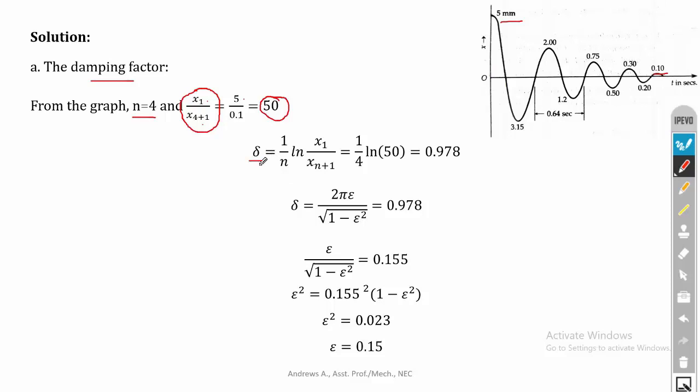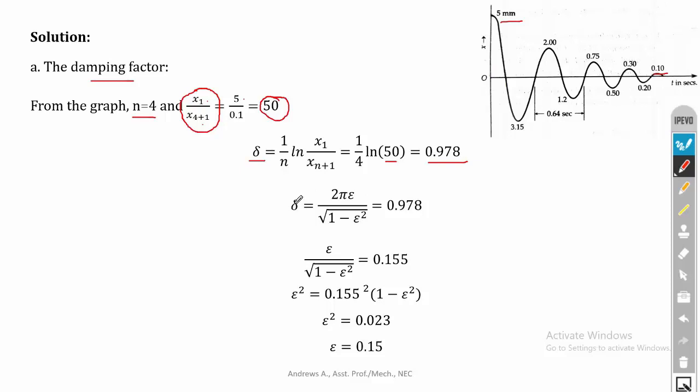logarithmic decrement, and we know that delta is equal to 1 by n ln x1 by x(n+1). So n is equal to 4, we can substitute that, we will get 1 by 4 ln x1 by x(4+1). I have substituted the value of x1 by x(4+1), it is 50. So we will get 1 by 4 ln 50. If you solve this equation, you will get delta is equal to 0.978.